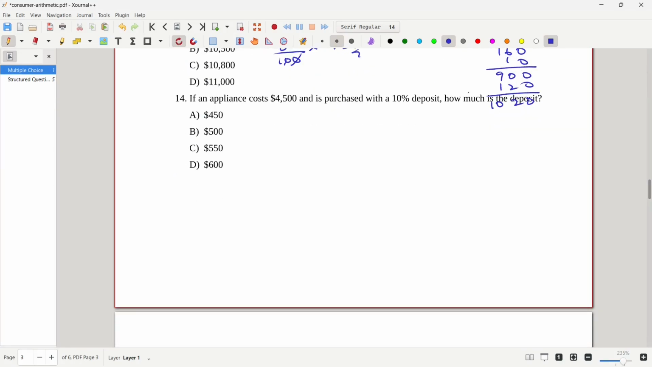If an appliance costs 4,500 and is purchased with a 10% deposit, how much is the deposit? Okay, so we're only interested in the deposit, so it's 10 over 100 times 4,500. Obviously the zeros cancel, 45 by 10. Then that means we get 450, answer E.